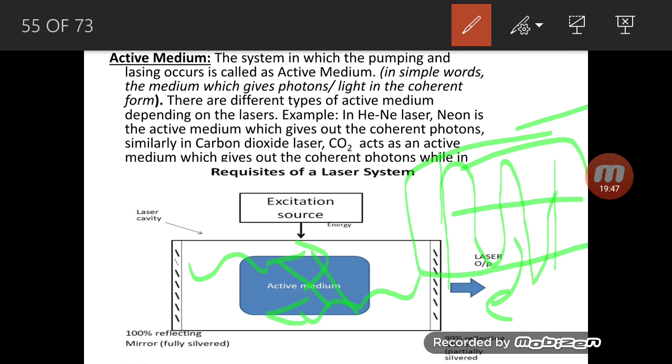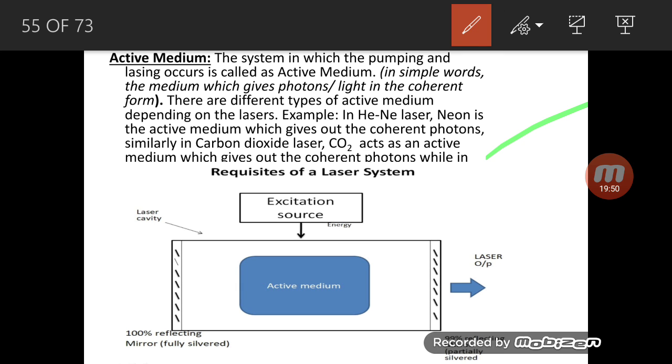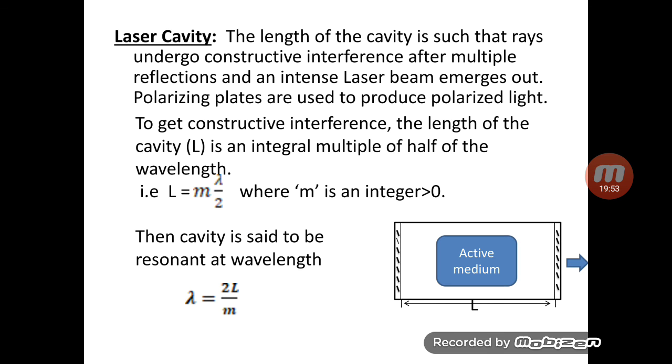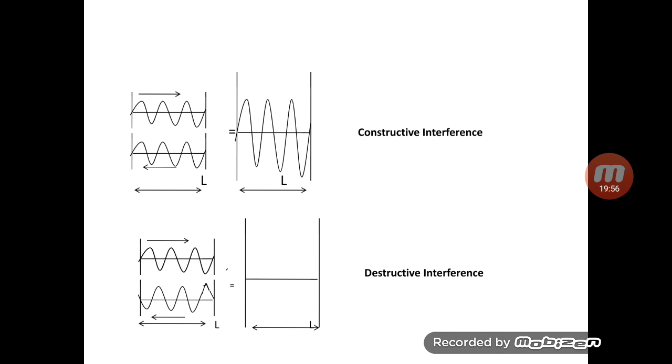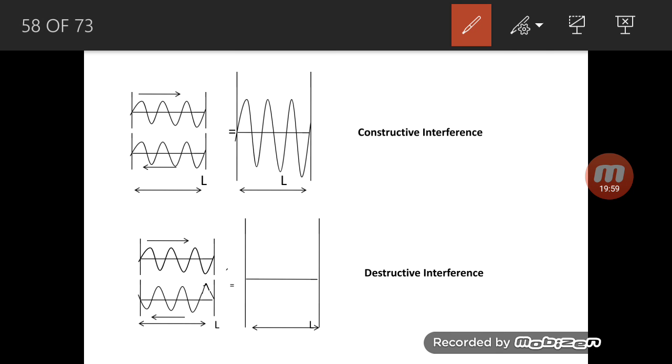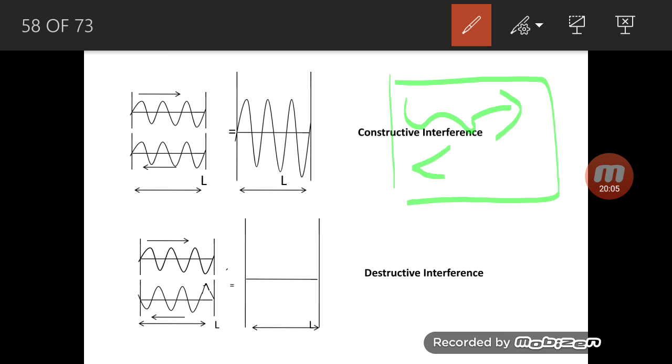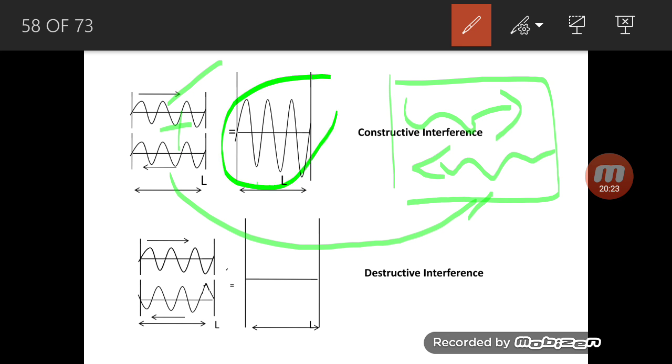So I have this diagram here again. This is the laser cavity. One photon is moving from left to right, the other photon is moving from right to left. So this is one wave concerned with this photon, this is the other with the second photon. Now if they are in phase, they superimpose in a constructive manner to produce a very large amplitude. This is known as constructive interference. Whenever you have this constructive interference, only then can you get the laser output.